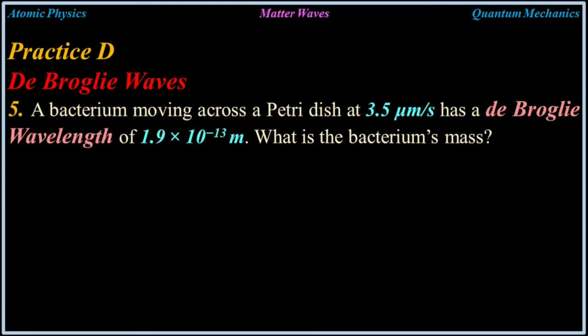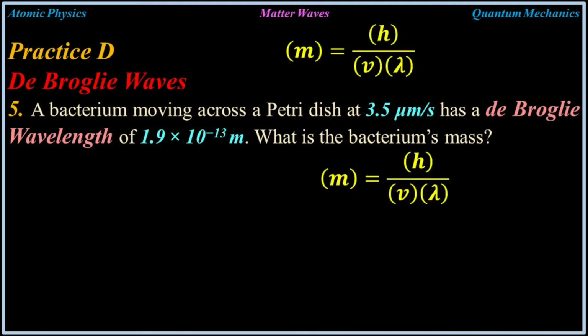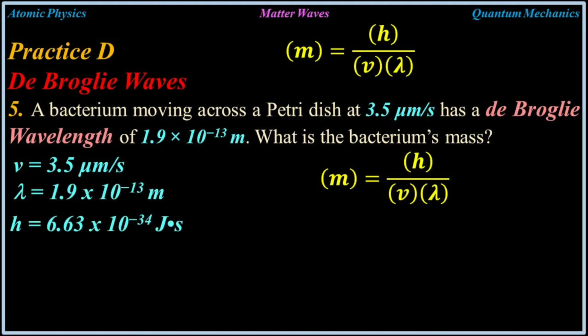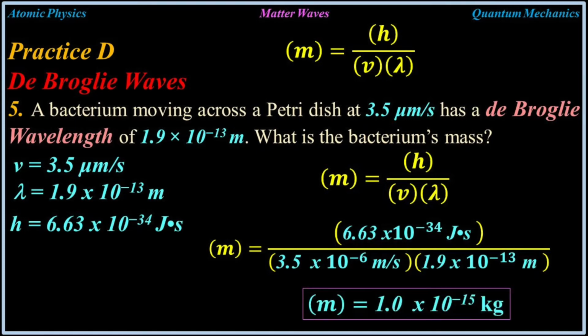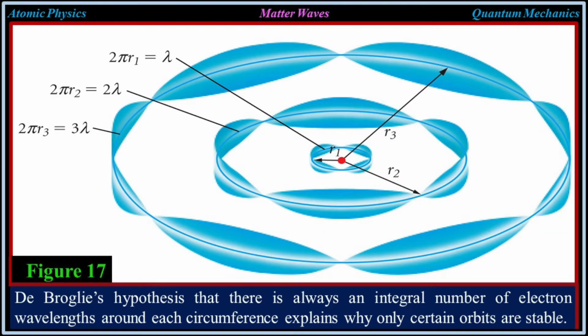A bacterium moving across a petri dish at 3.5 micrometers per second has a de Broglie wavelength of 1.9 times 10 to the negative 13 meters. What is the bacterium's mass? 1.0 times 10 to the negative 15 kilograms.